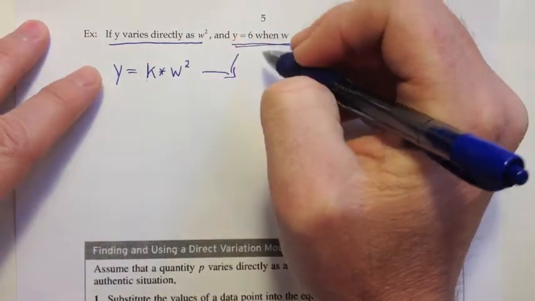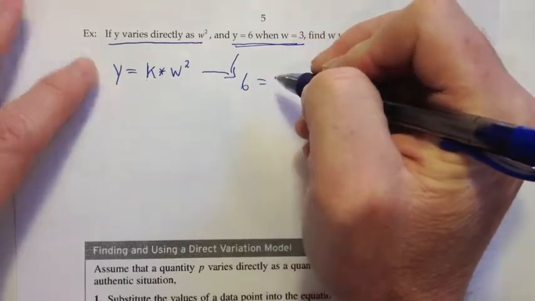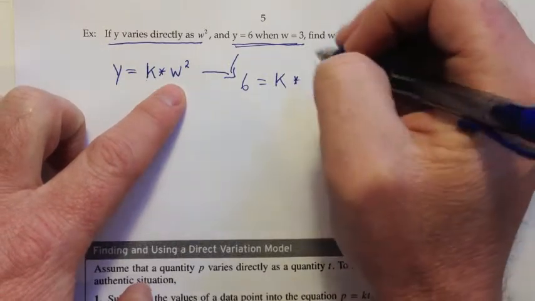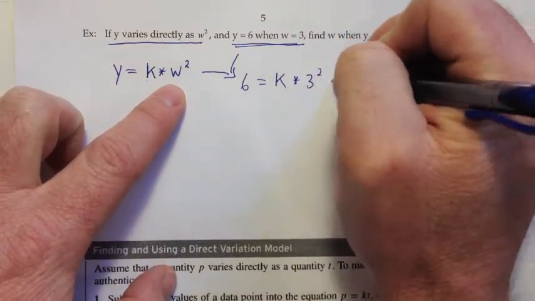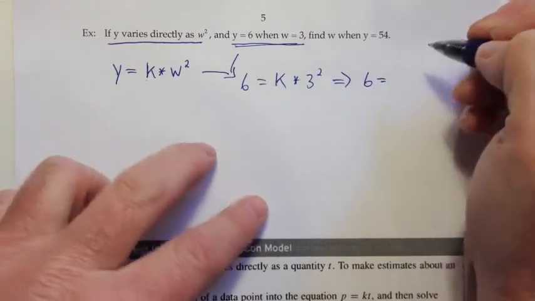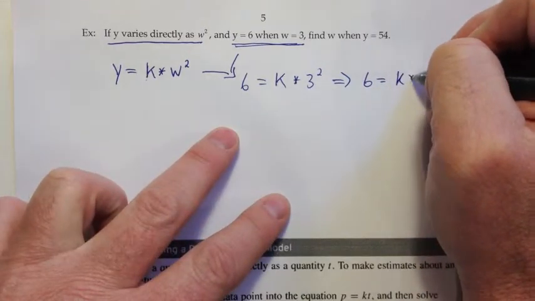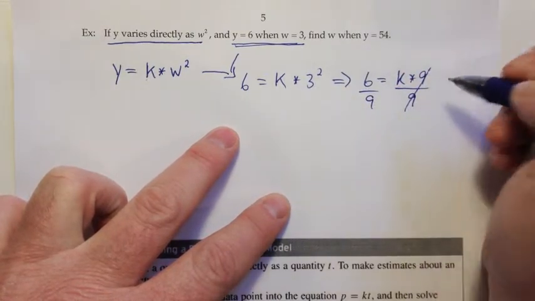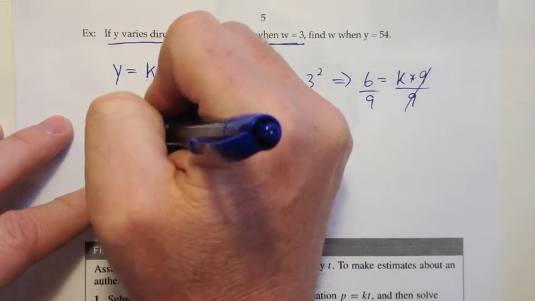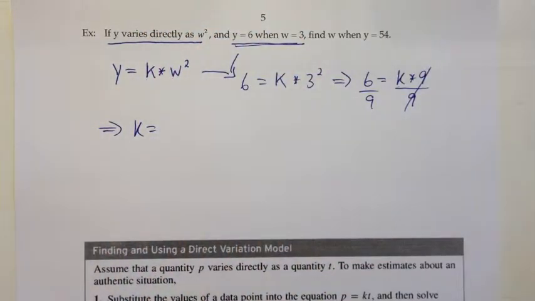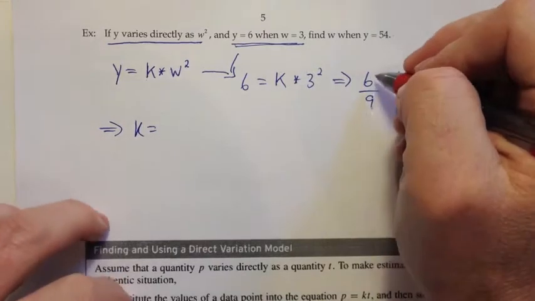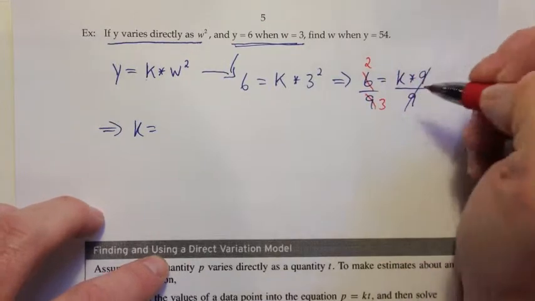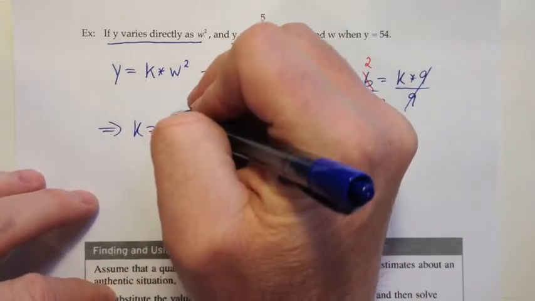So we're going to take that and plug in the y equals 6 right there, and then the k we don't know yet, and then times w squared, which would be 3 squared. So we have 6 equals k times 9 if we do the square on the 3. We divide both sides by 9. That would cancel the 9's off. And we get k equals, and we can do some reducing there. 6 and 9 are both divisible by 3. 3 goes into 6 twice and into 9 3 times. So we can say that k is 2/3.